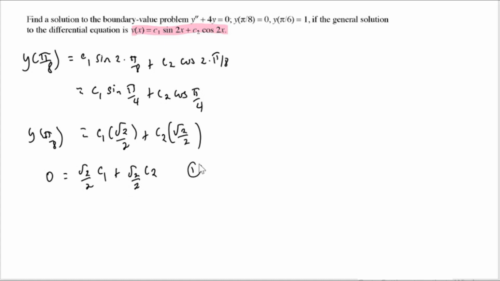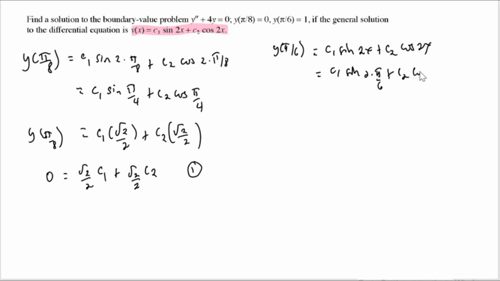I will call this one equation number 1. Now, we're using the other value, y of pi over 6. So we are going to substitute this into the equation of y of x. We have c sub 1 of sine 2x plus c sub 2 of cosine 2x. So we write c sub 1 sine of 2 times pi over 6 plus c sub 2 of cosine 2 times pi over 6.